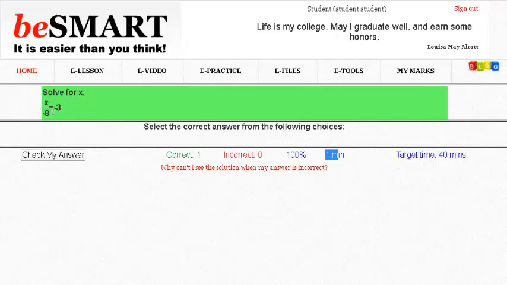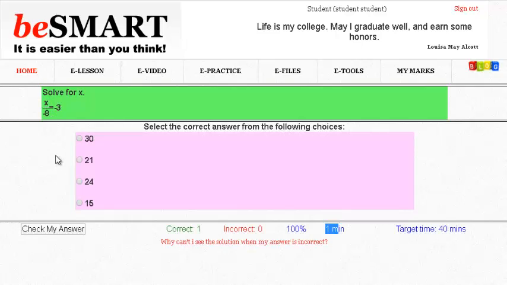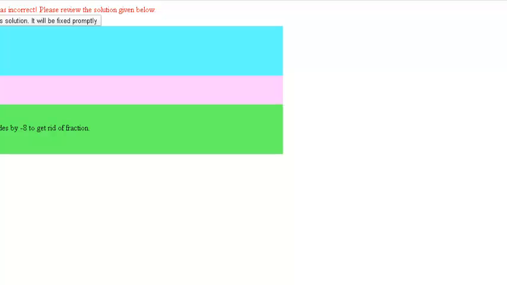X over -8 is -3. So if I cross multiply, I'm going to get X is equal to 24. Check my answer. You will see the answer here. Now let's assume I make a mistake. Let's say I click on 30 by mistake. If I click check my answer again, you will see the solution is given here.